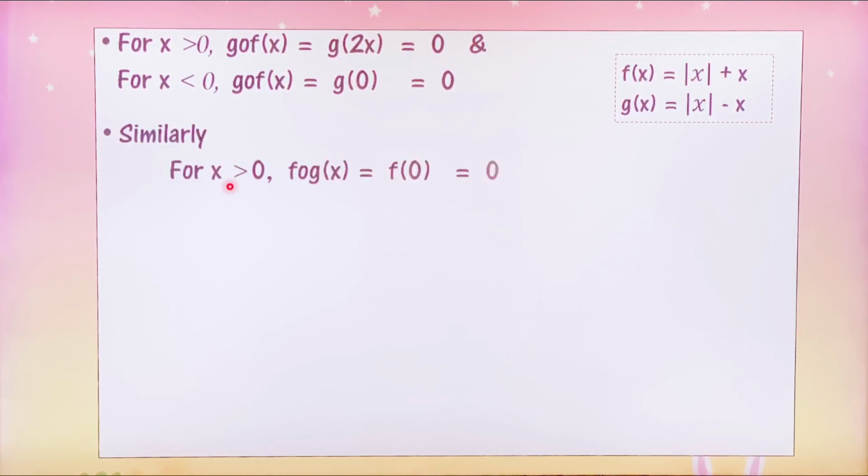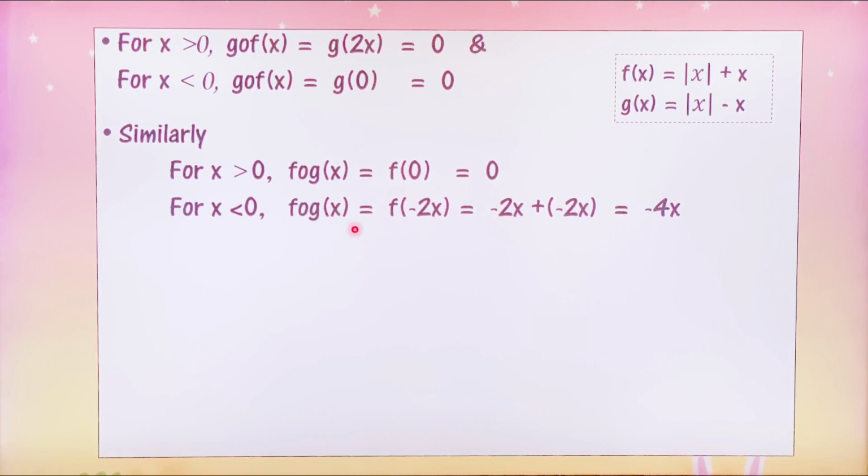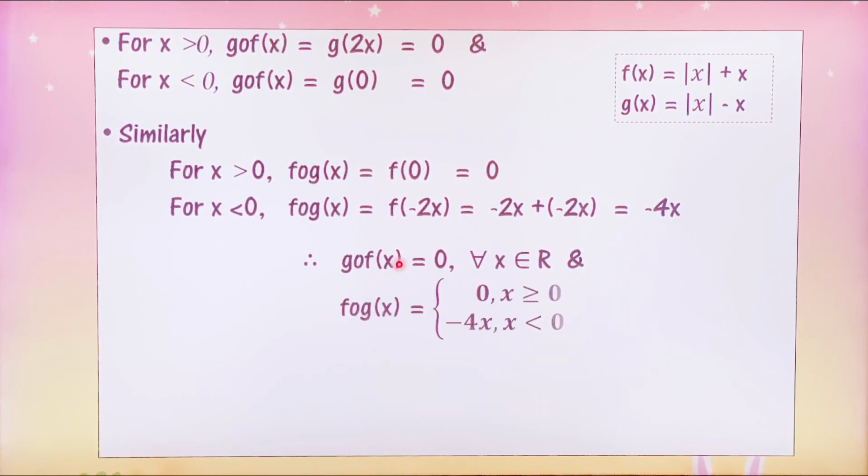For x greater than 0, (f circle g)(x) is equal to f(0), that is equal 0. For x less than 0, (f circle g)(x) is equal to f of minus 2x, that is minus 2x plus minus 2x, that is equal to minus 4x, replacing x by minus 2x in f(x). Now, g of f(x) equals 0 for every x element R. f of g of x equals 0 for x greater than or equal to 0, minus 4x for x less than 0.